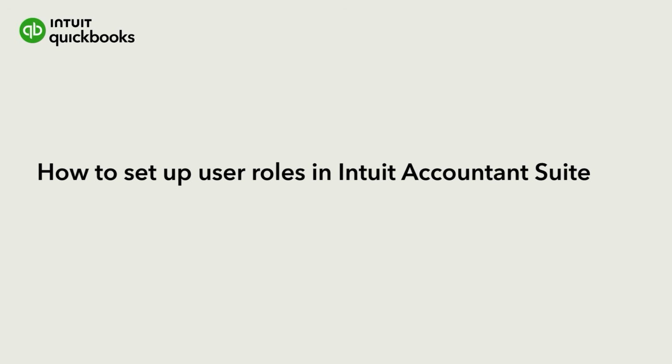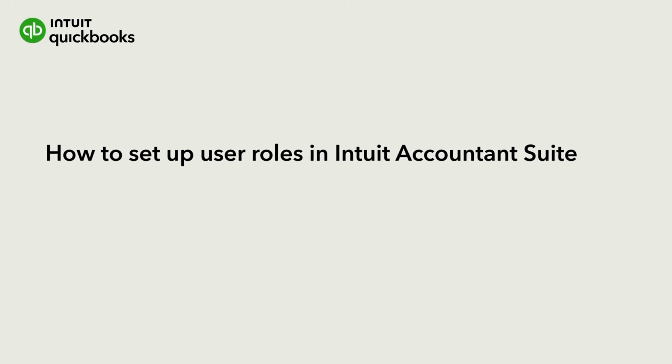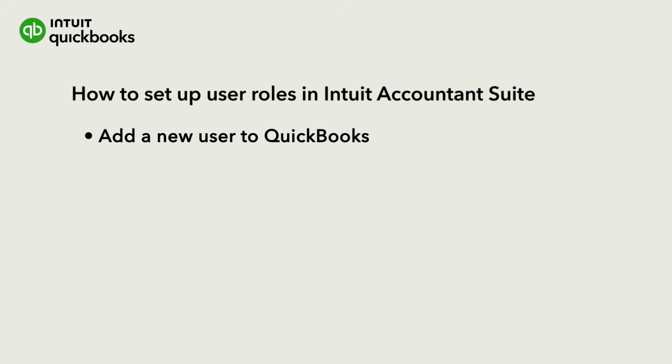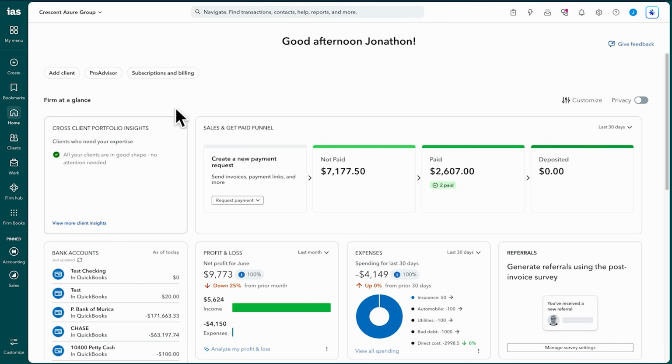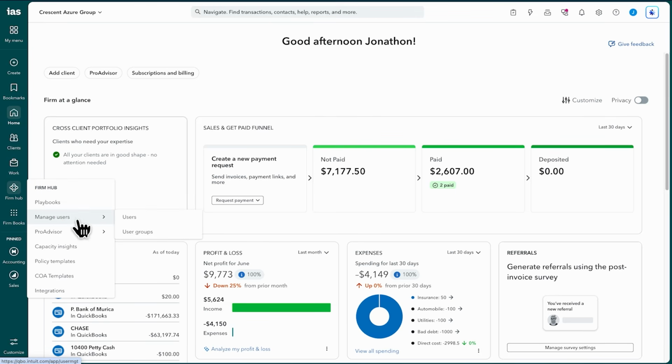With Intuit Accountant Suite, you can give people in your firm access to your clients and your firm's books and customize what they can see and do. Let's go over how to add someone in your firm to QuickBooks and then choose what level of access they have to each client. Under Firm Hub, select Manage Users and Users.